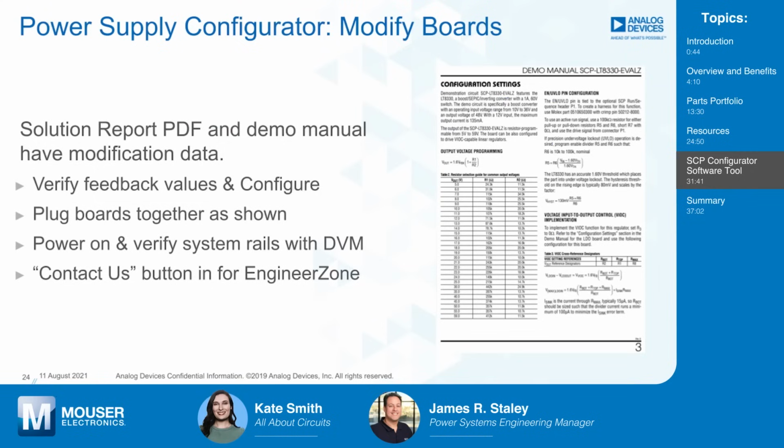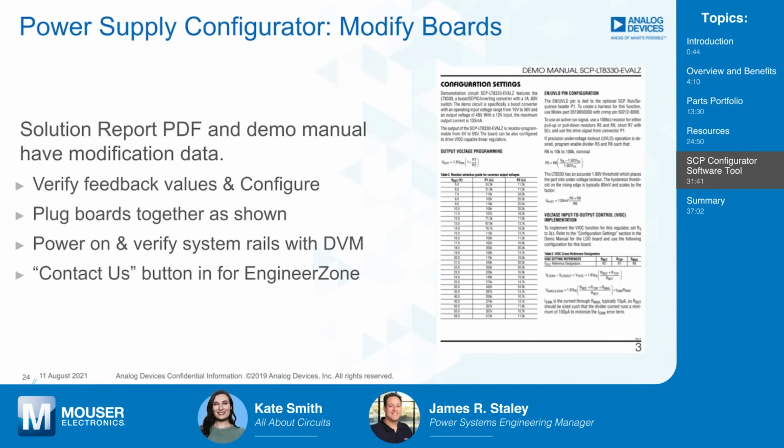Once you have your PDF report and get the collateral, you can use that to actually help you modify the boards, because the solution report contains the links to those demo manuals. Shown here is an example. The software has generated what to set those voltages to, and you can then open up the demo manual, and there are tables there that help you choose the right resistors to set those voltages as well as some other components. So you verify the feedback values, configure them, plug the boards together as shown in that PDF report, power them on, and verify the system rails with some kind of meter.